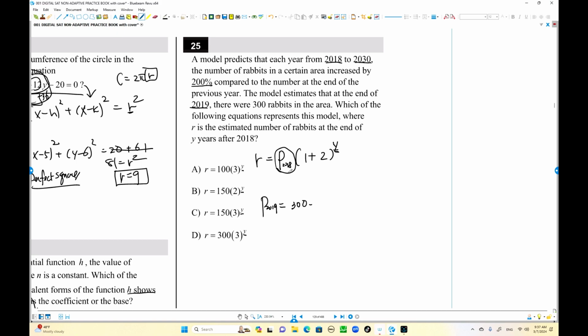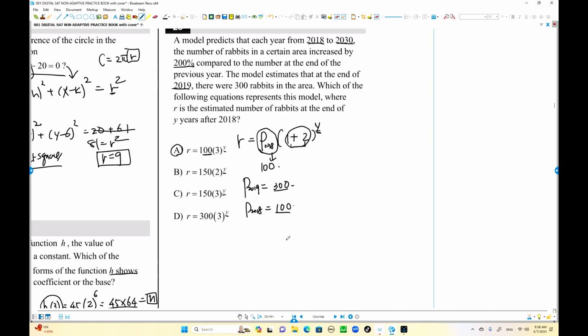2018, how much? You can divide by 3, right? Every year increase times 3. So 2019 is 100, 2018 equals what? Divided by 3 is 100, right? Okay. So this number is 100. So which one is initially 100? This one, right? Choice A is the answer, okay?